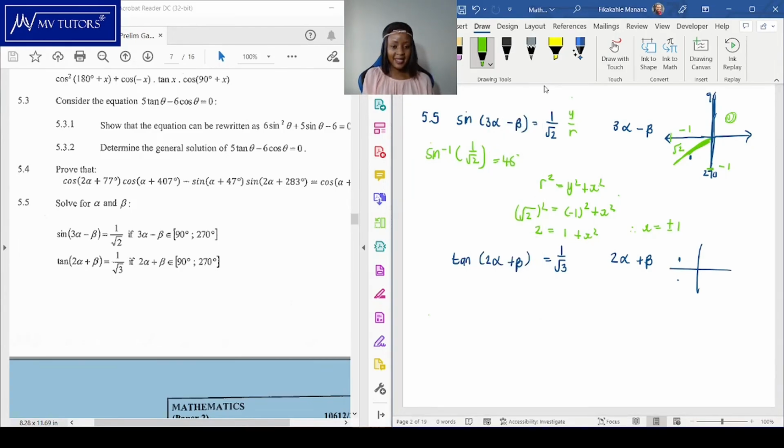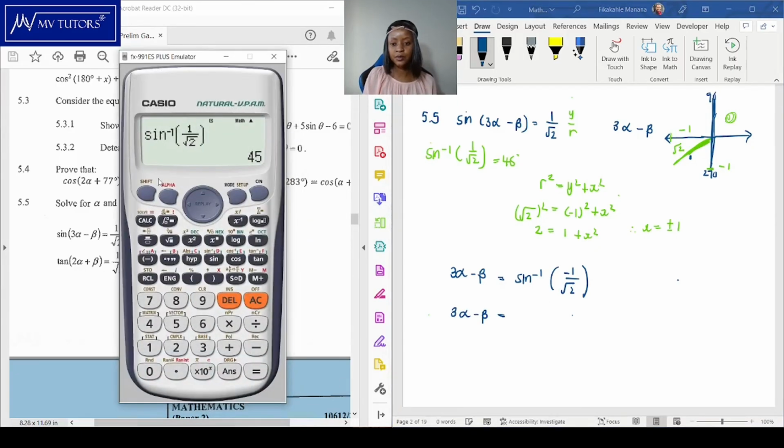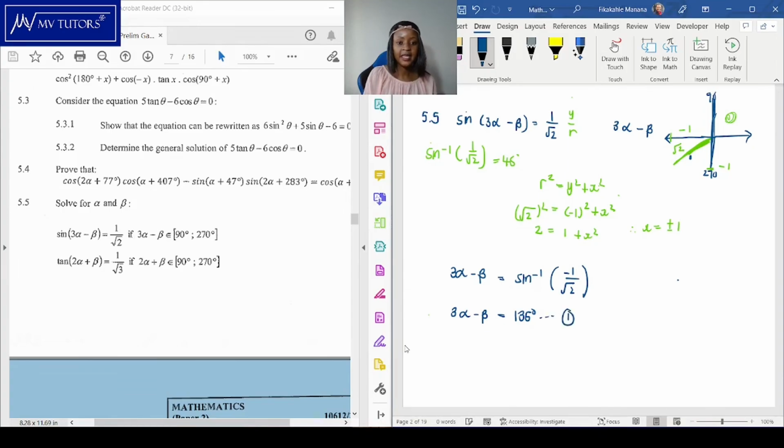All right. So in that case, if I solve for sine, let me just erase this out so that we solve for our angle. So I have 3 alpha minus beta is equal to that sine, and my y value, we said it's negative 1, and we have root 2. Okay, so we can get that value. So 3 alpha minus beta is equal to, just going to put a negative there, negative 45. Okay, if I'm going to add 180 to it, I get 135. Okay, so we have our first equation, and then we're going to deal with tan.